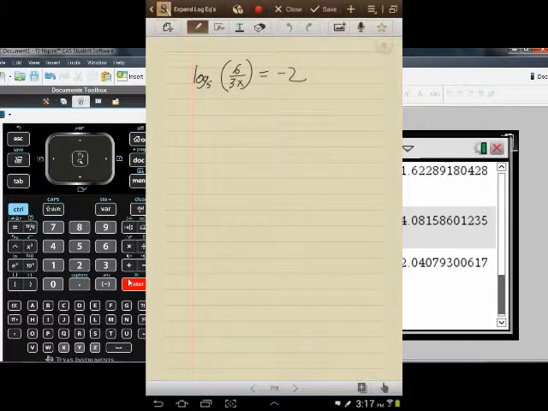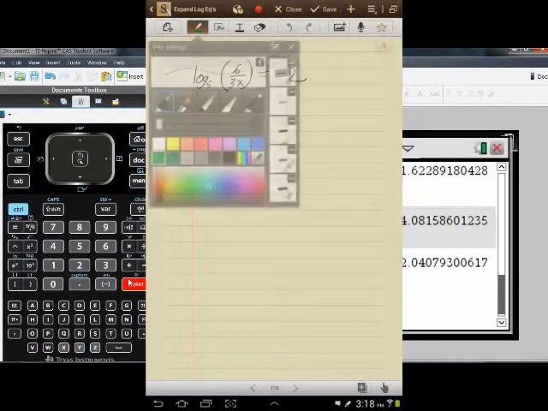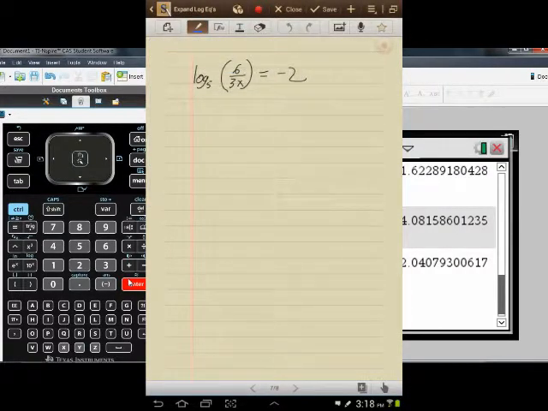All right. A little tricky, but not much. Log base 5 of 6 over 3x. All right, switch it to exponential form. A negative exponent means a fraction. You can use your calculator if you need to, but that's 1/25th.